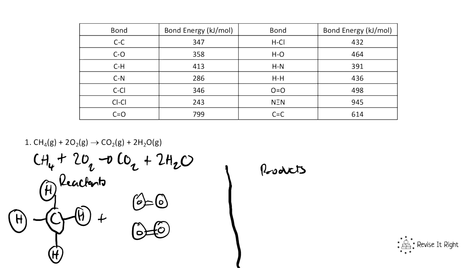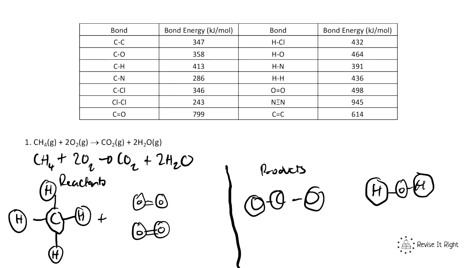So we've got carbon dioxide, which is carbon bonding to 2 oxygens, so that's that there. And we've got 2 lots of H2O, so that's 1 oxygen bonded to 2 hydrogens. That's that drawing there, but we've got 2 of those, so there's that. Okay, so now we've drawn each of our reactants and products. We now need to label each of the bonds.